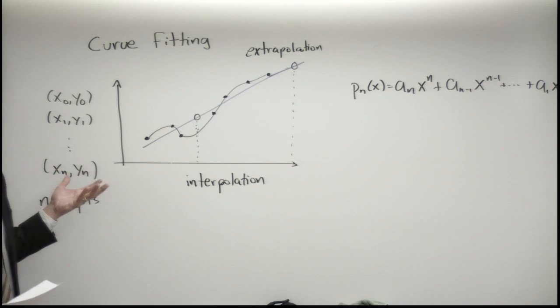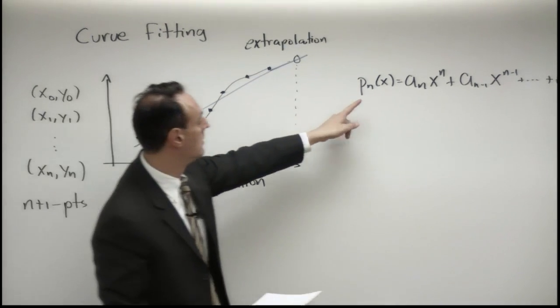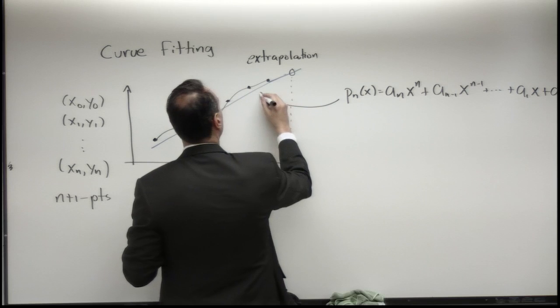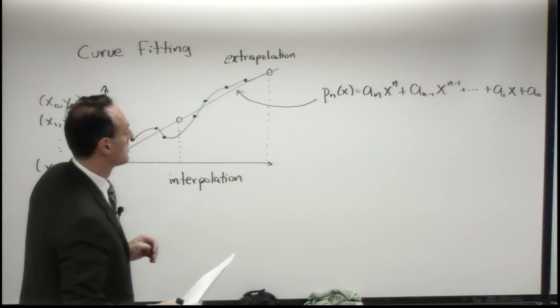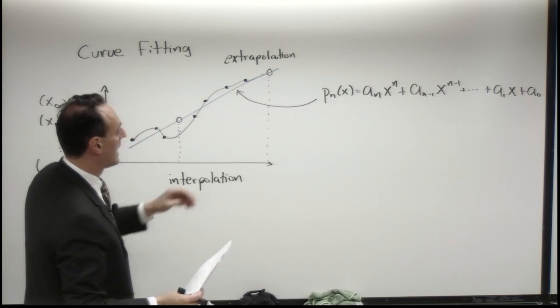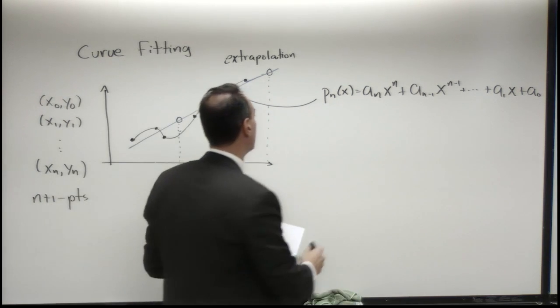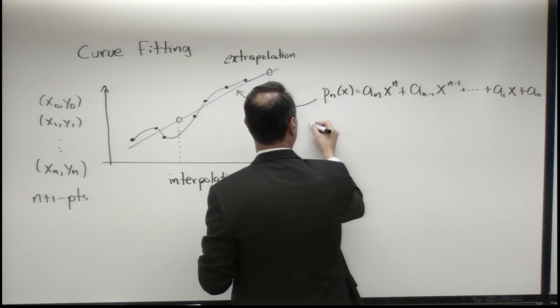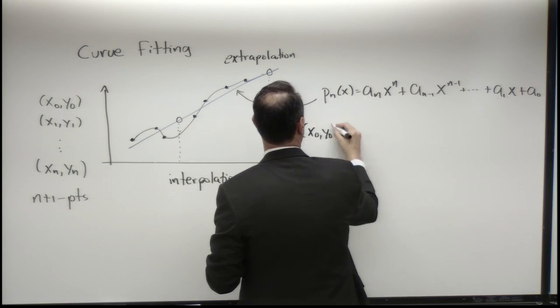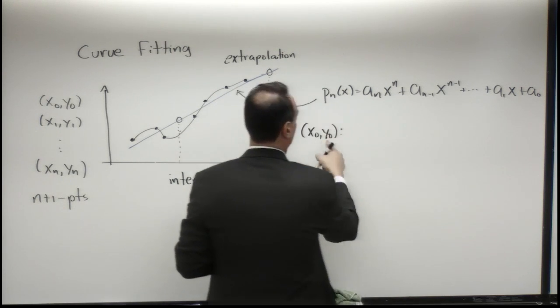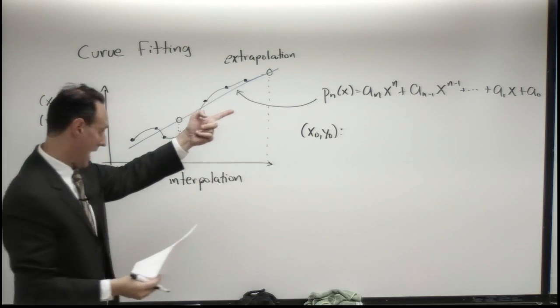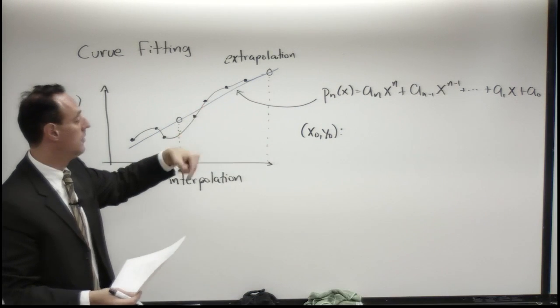So this matches. I could certainly take this, plug it into those data points, get some constraints, and solve for the a's. In particular, what I do know is that the curve has to go through the point, for instance, x0, y0. That's one of the data points. That line has to go through it.